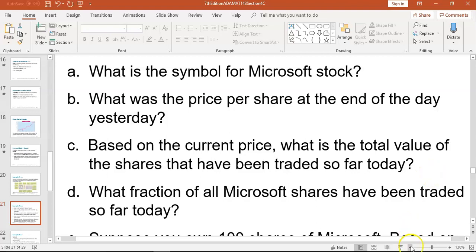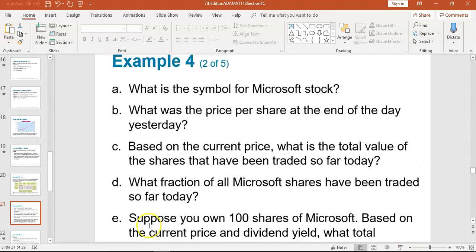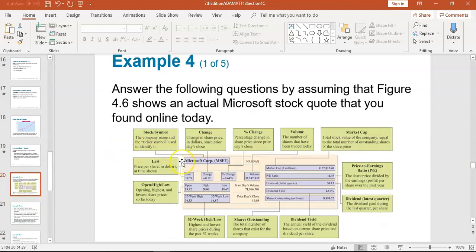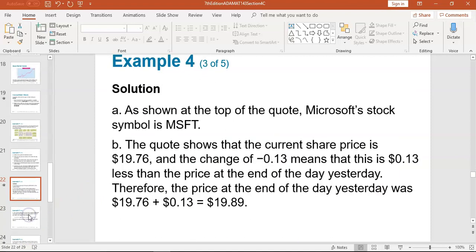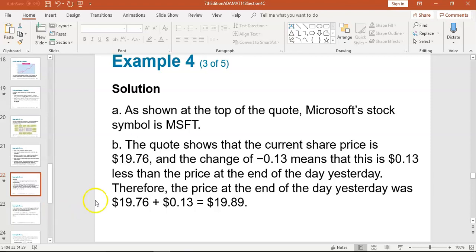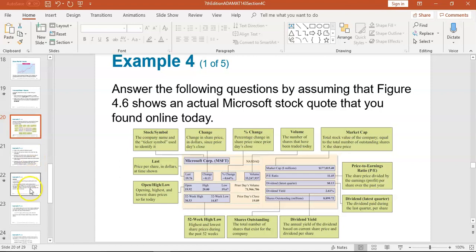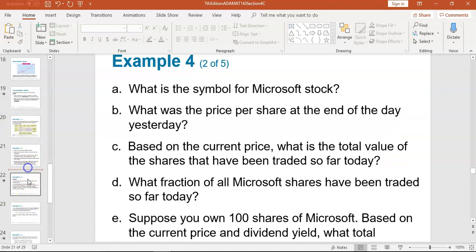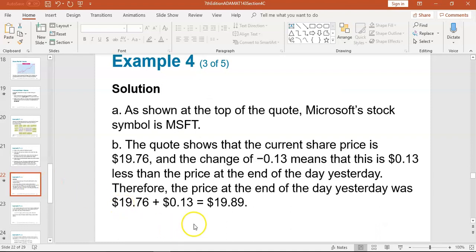So if I want to look at my Microsoft, what was the symbol for Microsoft? I'm going to go back and forth a little bit here since we have a lot of information on the previous slide. The symbol is MSFT. All right. The quote right now on this slide is 19.76. Oops, there we are. And it went down 13 cents. So at the beginning of the day, it was $19.89.